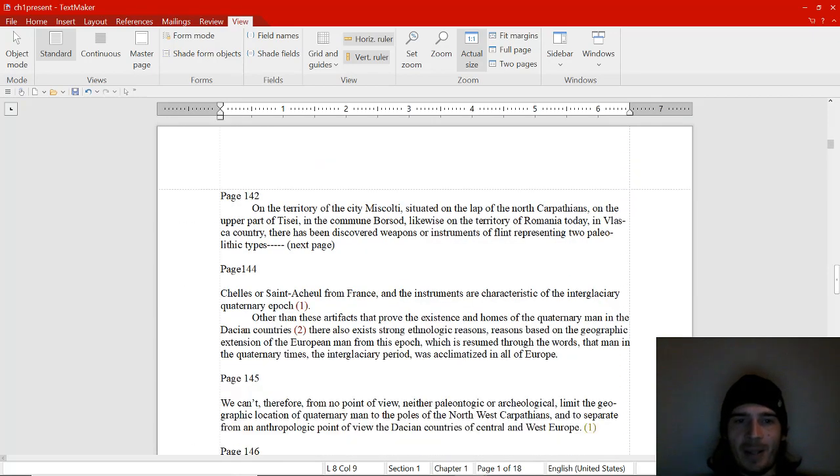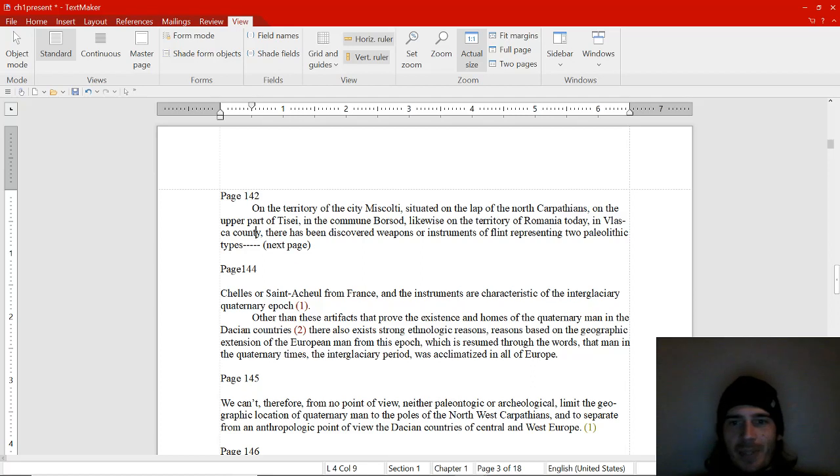Page 142. On the territory of the city Miskolc, situated on the lap of the North Carpathians, on the upper part of Tisei, in the commune Borsod, likewise on the territory of Romania today, in Vlaska County, there have been discovered weapons or instruments of flint representing two Paleolithic types. Page 144. Calice or Saint Acheul from France, and the instruments are characteristic of the interglaciary Quaternary epoch.